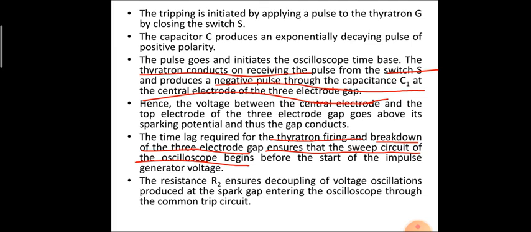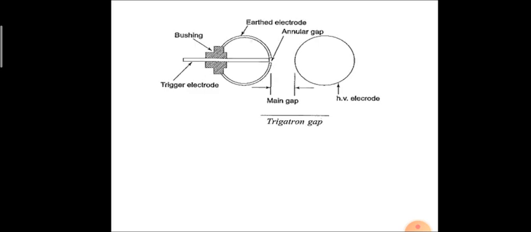The 3 electrode gap which we are talking about requires larger space, and it's a bit complicated to construct. So what is done is a simpler circuit is designed, which requires a much smaller voltage for operation as compared to the 3 electrode gap. This is called a trigatron gap. Instead of the 3 electrode gap we go for the trigatron gap.